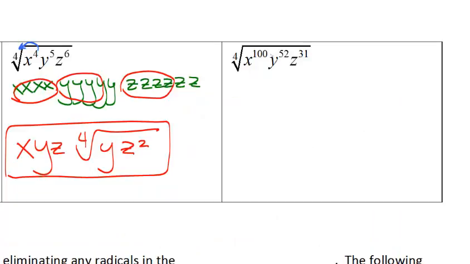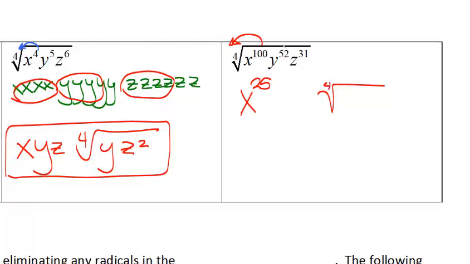So the fourth root of x to the 100, y to the 52, and z to the 31. I will not write out 100 x's and circle them in groups of 4. That's just ridiculous. But I could do my shortcut. If I have 100 x's and I'm looking for groups of 4, you just take 100 divided by 4, and that gives you 25 groups of 4, and they all come out. There isn't any leftovers, so nothing else gets put inside the house.